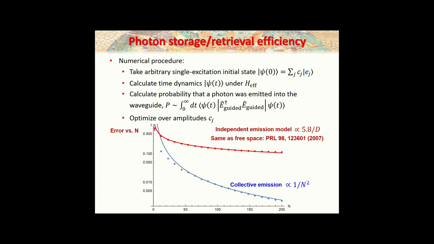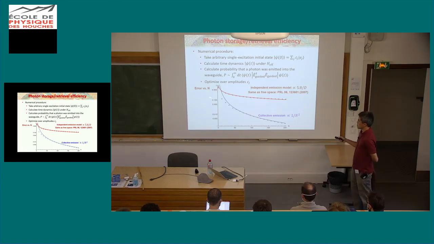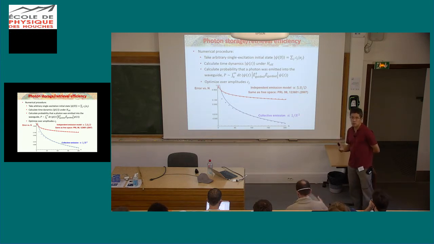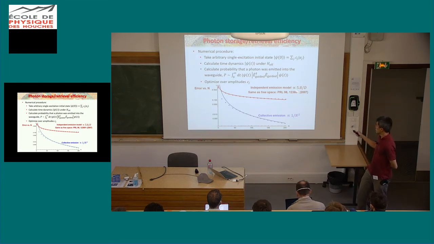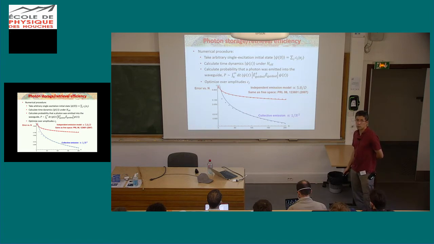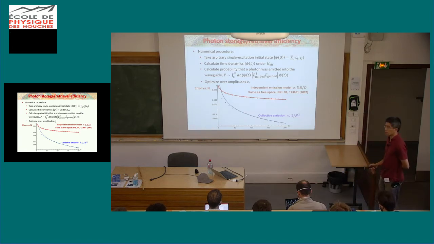Okay, so let me just show you the results. Here's the retrieval or storage error in this atom array nanofiber interface as a function of atom number. The red curve here is the independent emission model, so basically the Maxwell-Bloch equations. And you see that the error, at least once you go to high atom number, scales inversely with the number of atoms, like 5.8 divided by optical depth. It turns out this asymptotic scaling is exactly the same one that's derived for an atomic ensemble in free space under the Maxwell-Bloch equations.